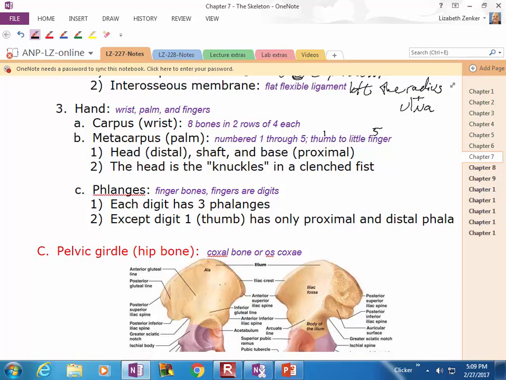When we look at the phalanges, P-H-A-L, those are your finger bones, and each digit has 3. You're going to have your proximal, middle, and distal, okay? Except digit number 1, which is your thumb, you only have a proximal and a distal portion. So we don't have a middle on that one.